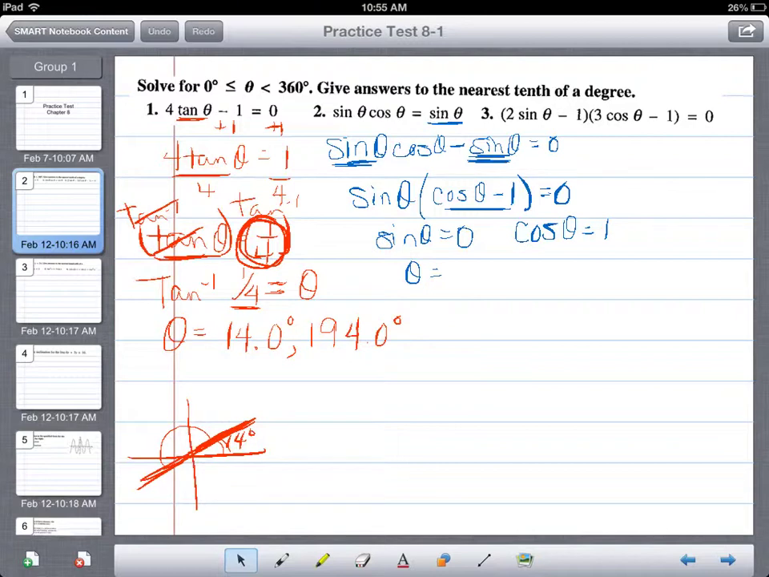On the sine column, sine is 0 at 0 degrees, at 180 degrees, and 360 degrees, which I don't have to include. Cosine is positive 1 at 0 degrees, and at 360 degrees, which I don't have to include. So these are the two possibilities for theta.